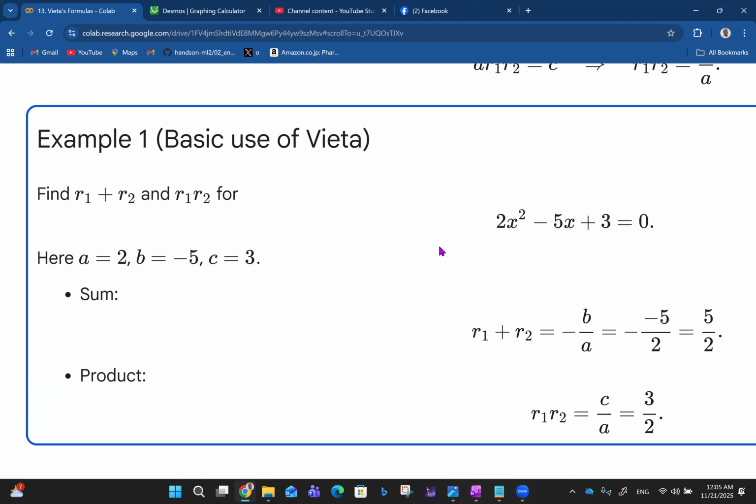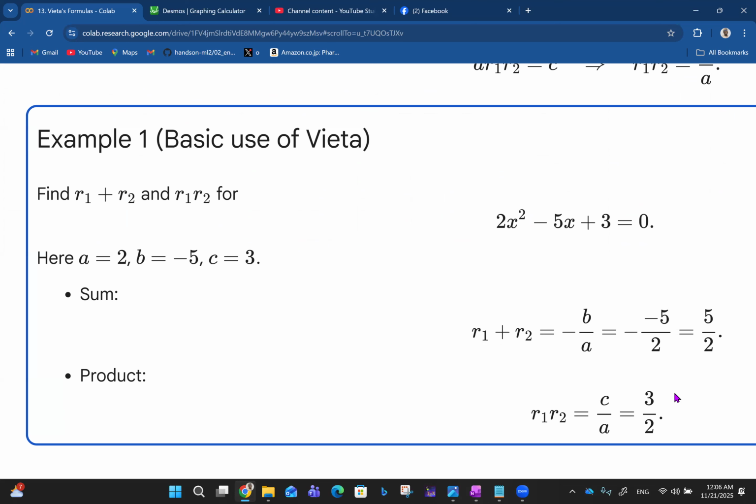To find the sum of the roots, just have R1 plus R2, which is minus B over A. That's minus, B is minus 5, A is 2. So minus cancels minus, that's plus. So the sum of the roots of this expression is 5 over 2. And the product, R1R2, is C over A, so that's 3 over 2 simply. So using Vieta this way, if all you're interested in is the sum and product of the roots of a quadratic equation or any equation for that matter, all you need is to remember Vieta's formula, and you don't have to solve the equation to get the sum and the product of the roots.